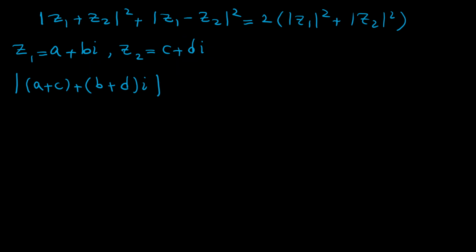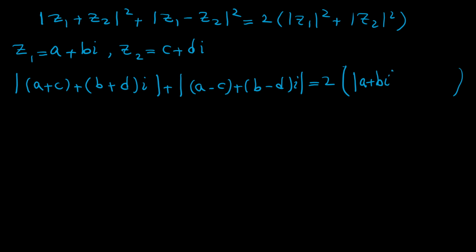What about z1 minus z2? It equals a minus c plus b minus d times i. What about the right side? In the right side, we have 2 times, what is absolute of z1? Absolute of a plus bi to the 2 plus absolute of c plus di to the 2. So we have to show that this to the 2 plus this to the 2, I forgot to put the powers here, is equal to the other side.